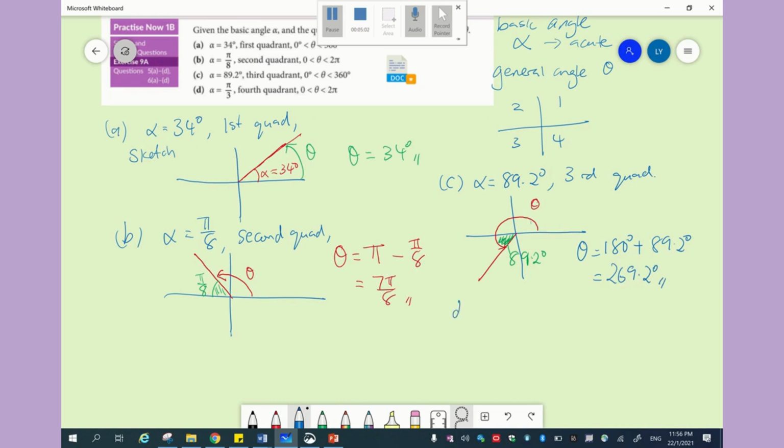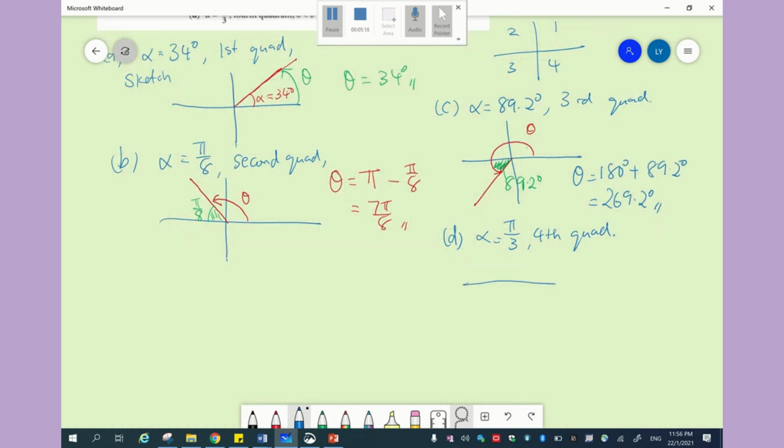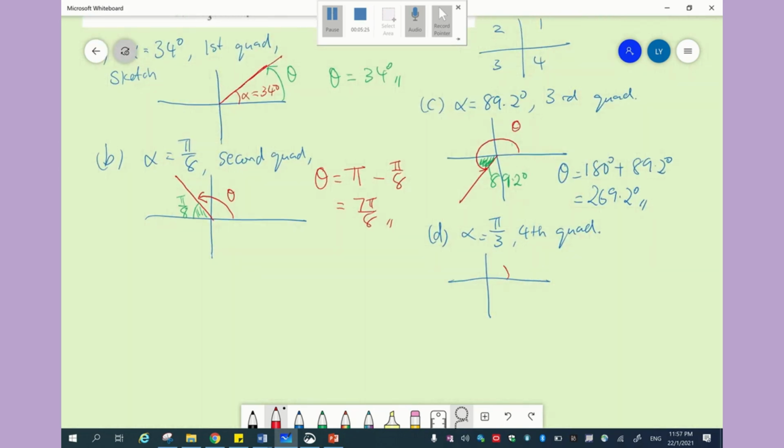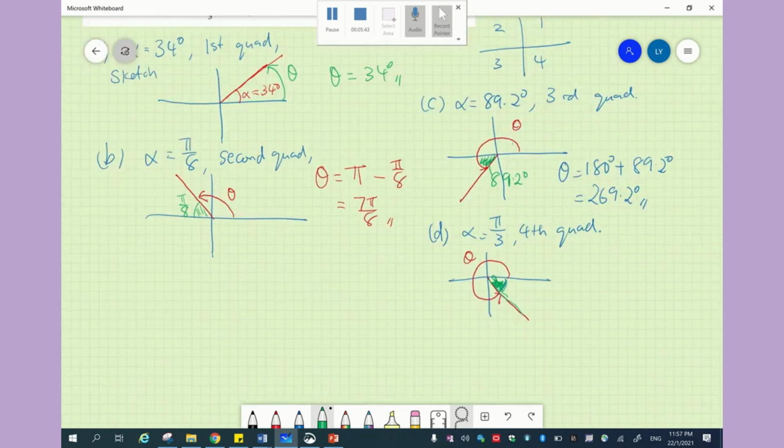And finally, alpha is equal to pi over 3, and you're given that it is in the fourth quadrant. So you do the same thing, draw the coordinate axis. Now the angle theta is in the fourth quadrant, so it has rotated to the fourth quadrant. This is theta, and your alpha, the basic angle, is always the angle between the terminal side and the x-axis. This angle is given as pi over 3.